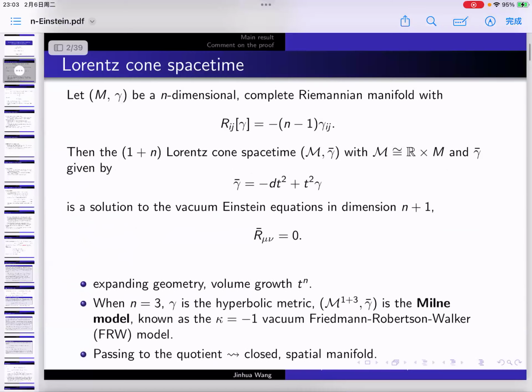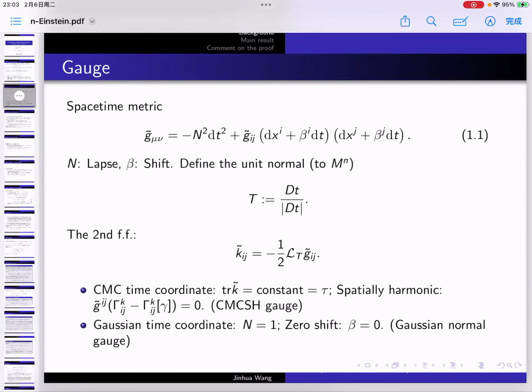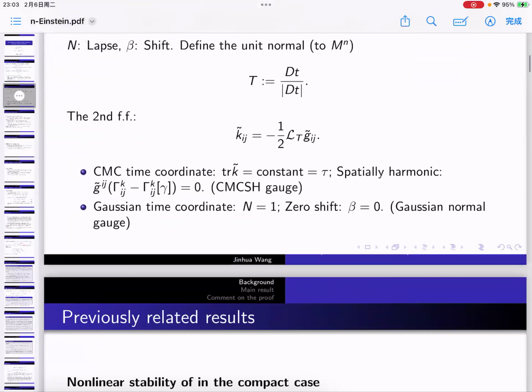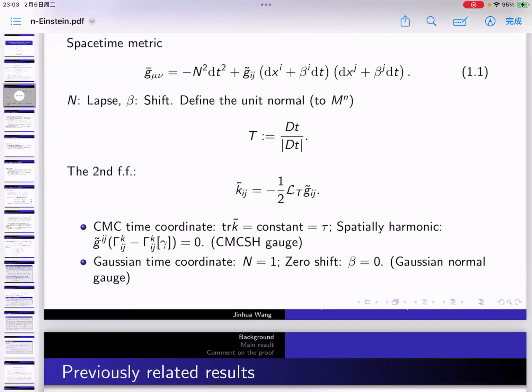Talk about this Einstein equation, so we should know this gauge. A spacetime metric takes the general form of 1.1. N is the lapse and beta is the shift. Then we can define the unit normal to the spatial manifold, this capital T, and we can define the second fundamental form. The CMC time coordinate corresponds to this constant trace of the second fundamental form, and this is the time function. And with spatial harmonic gauge, this is called CMC SH gauge.